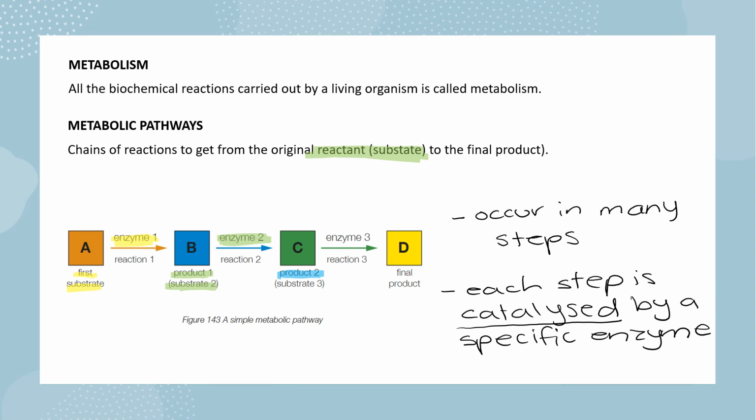The second product in this metabolic pathway becomes our third substrate, so the reactant that only works with enzyme 3, and then we end up with our final product here. So we can see that we end up with reaction 1, 2, 3, until we get to our final product. So in many steps. That is really important here.